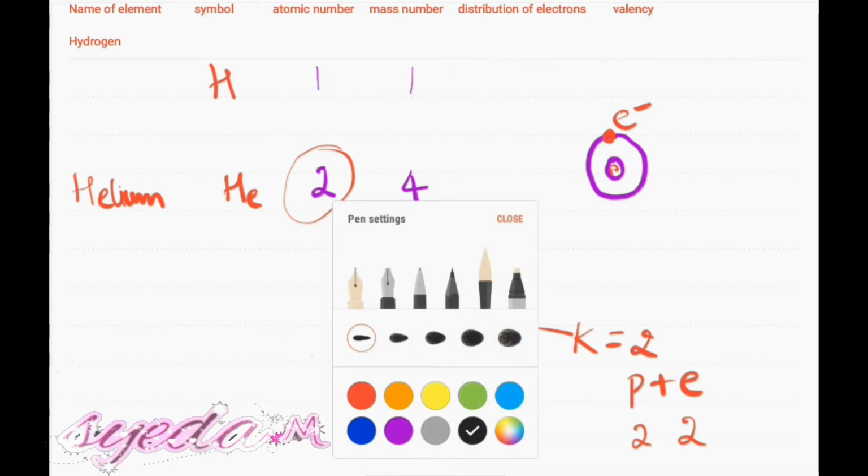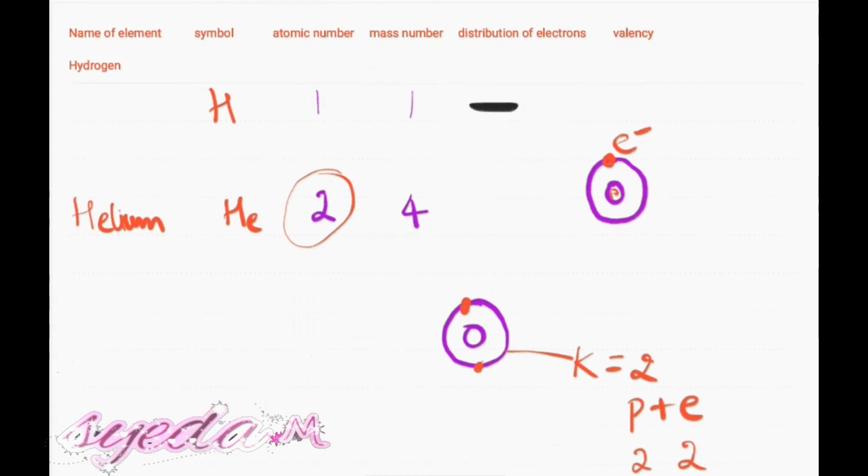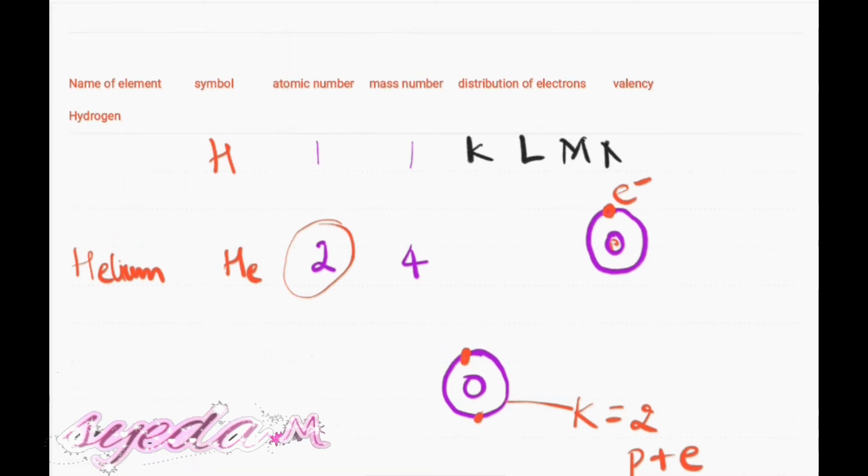See this for hydrogen: how many electrons? 1. These are the K shell, L shell, M shell and N shell. How many shells are there for hydrogen? Only 1 shell. So how many electrons in the first shell? The K shell will take 1. Maximum capacity is 2, but it has only 1, so it will take 1. For helium's one shell, the K shell, how many electrons? 2, because the capacity of the first shell, K shell, is 2.